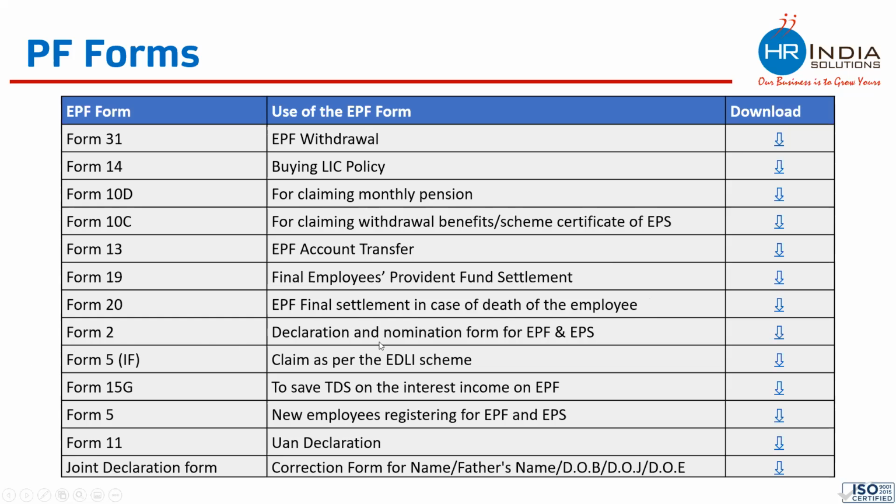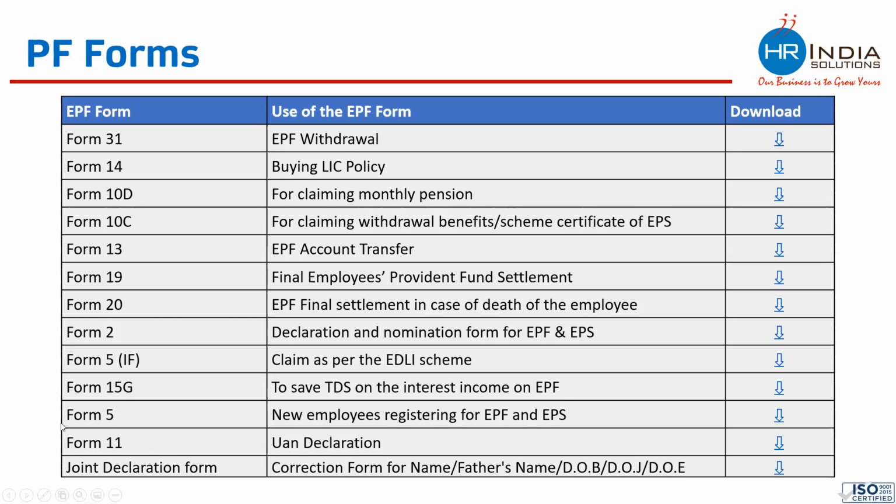Form 2, declaration and nomination for EPF and EPS. It is a very important form. Whenever an employee joins your company, always give them this Form 2 to fill for the declaration and nomination under the EPF and the EPS schemes. Then Form 5IF, to claim the EDLI benefits, we need to fill Form 5IF. Form 15G, if the service duration is less than 5 years and the withdrawal amount is more than 50,000, in that case it is very advisable to provide this Form 15G with your withdrawal form.